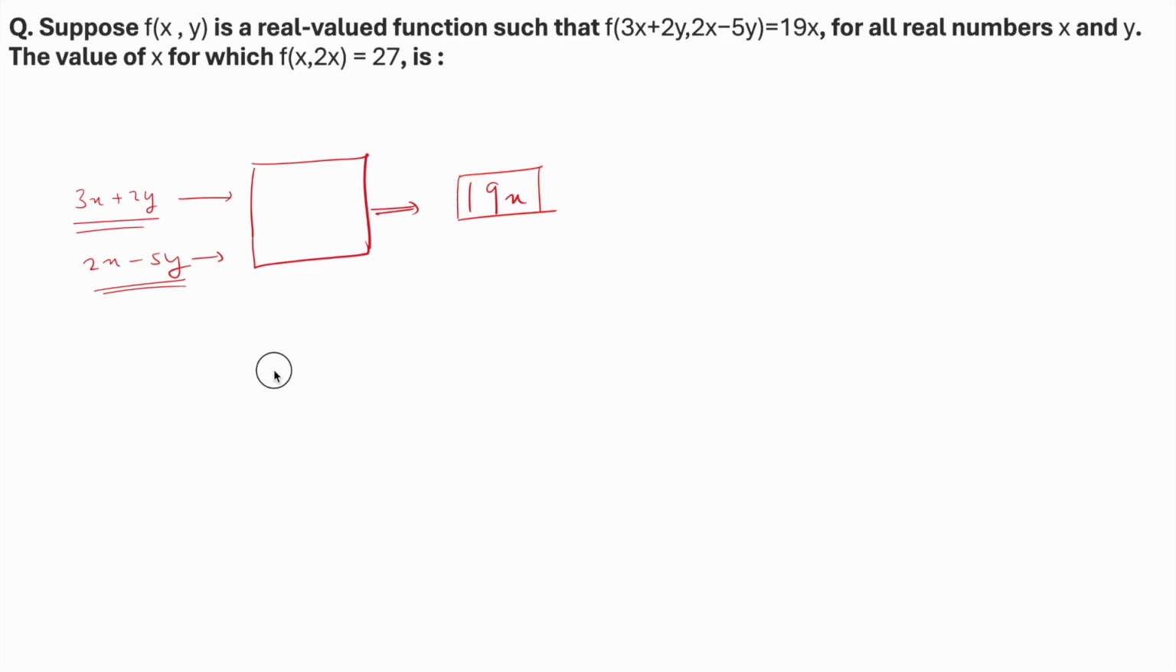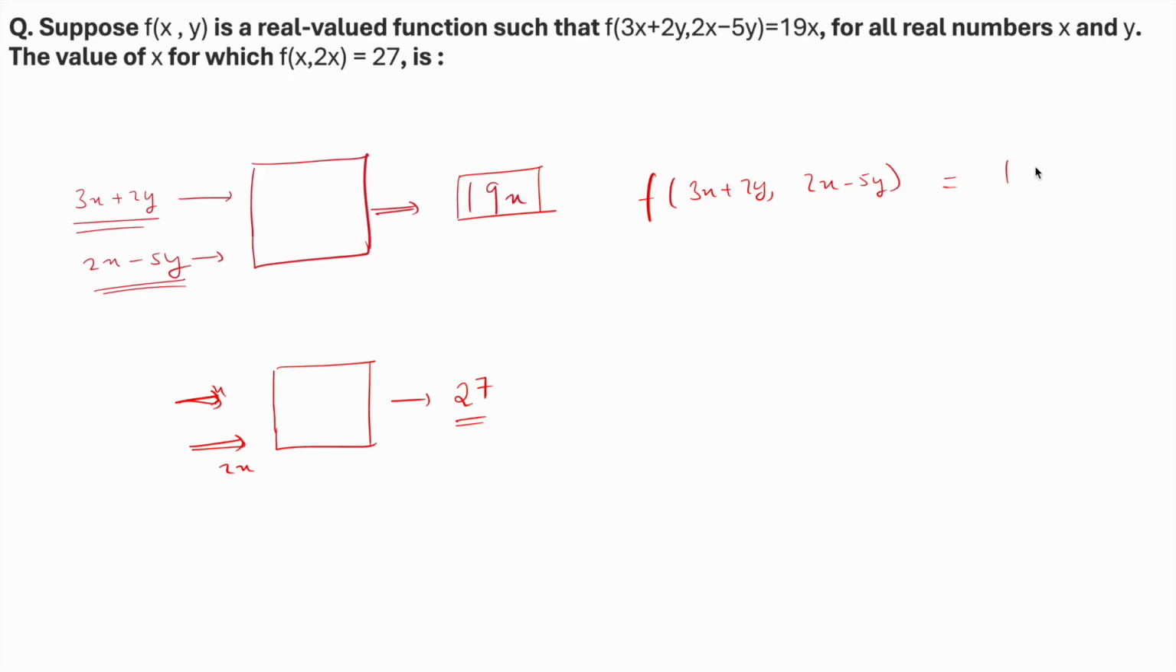Now what they're trying to say is for the same function, when the inputs are x and 2x, the output is numerically equal to 27. So it is the same situation. When you take 3x plus 2y and 2x minus 5y as the inputs, the answer is 19x. But when you take f of x and 2x, the answer is 27, right?